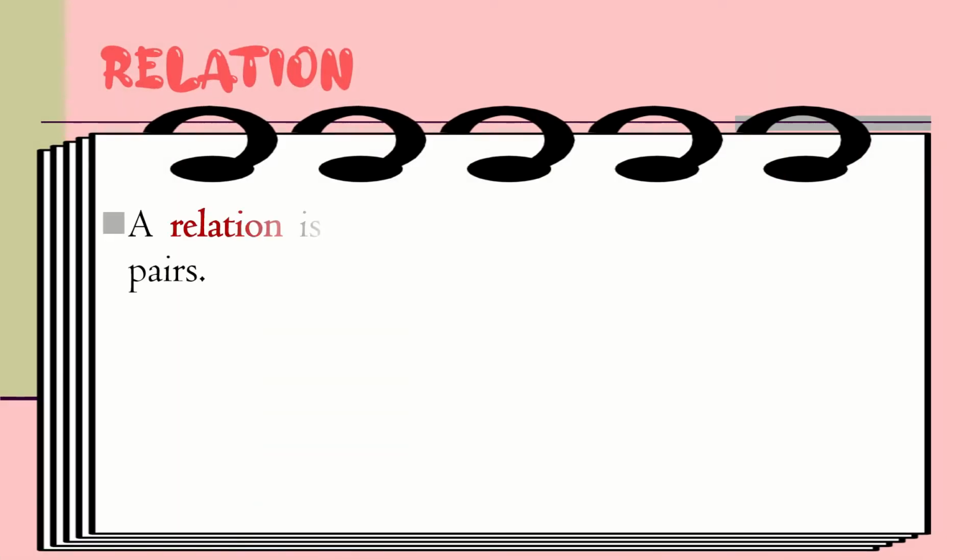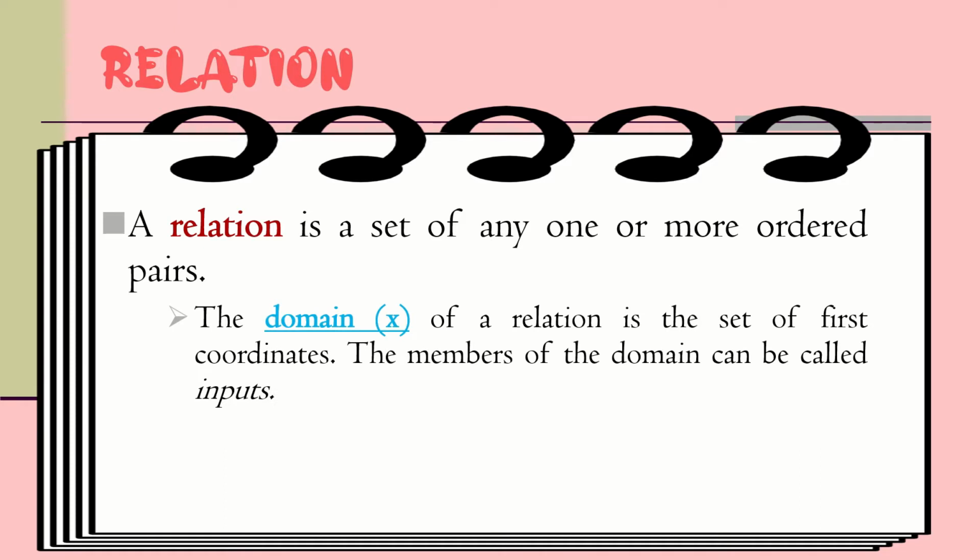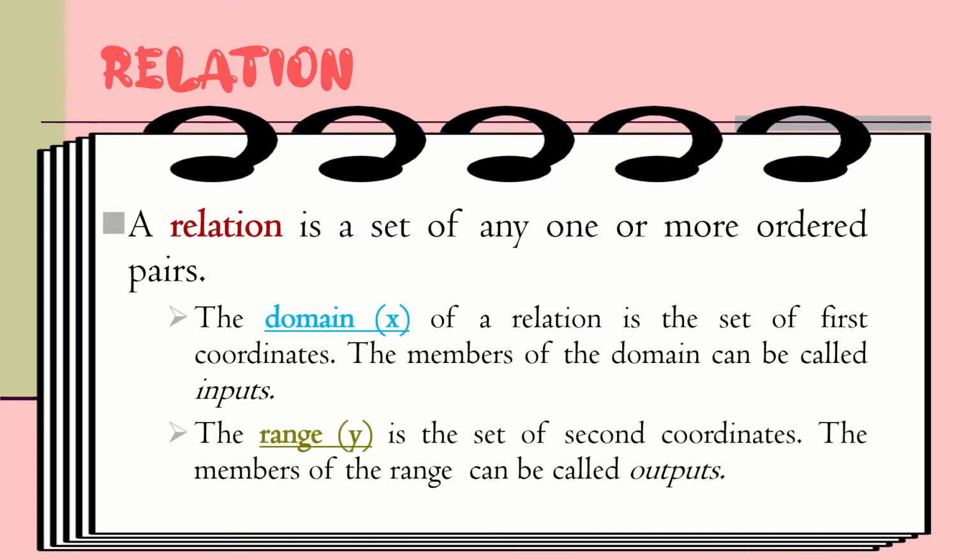While in mathematics, a relation is a set of any one or more ordered pairs, where the domain X of a relation is the set of first coordinates. The members of the domain can be called inputs. The range Y is the set of second coordinates. The members of the range can be called outputs.